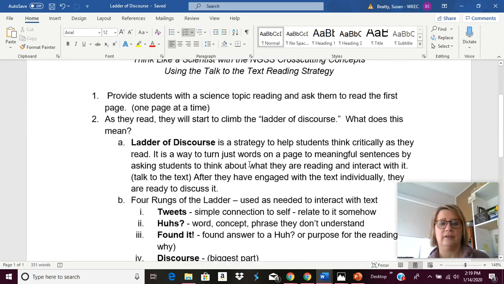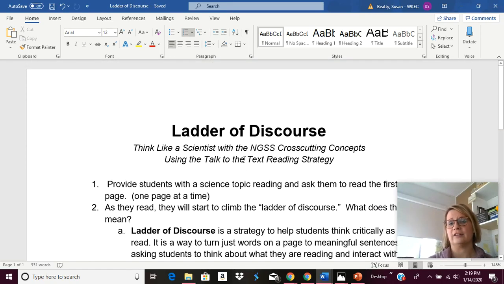Because I know reading is a big deal, particularly for the middle school teachers. So if you're interested in any more of this or learning any more about this strategy or want the documents associated with the strategy, just let me know.